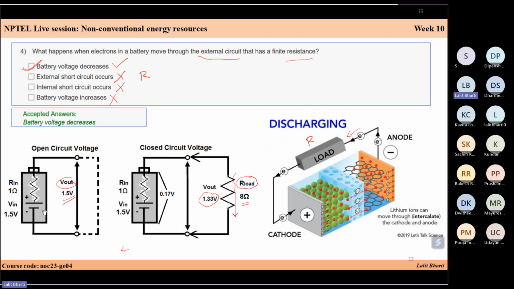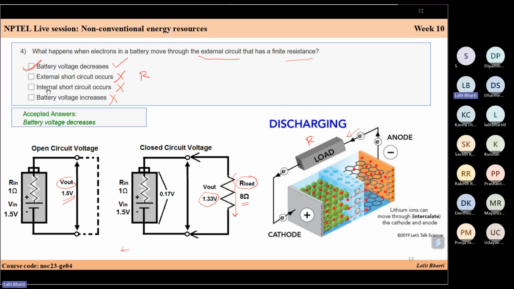It is a very simple equation. Let's say your load is 8 ohm and your V in was 1.5 volt. From the simple V equal to IR equation, you can find what your V out will be. Here you will get V out of 1.33. It can also be solved by Kirchhoff's law, and if you know Kirchhoff's law, you can solve these kinds of questions if they ask. So the first option is yes, the battery voltage will decrease from the OCV.